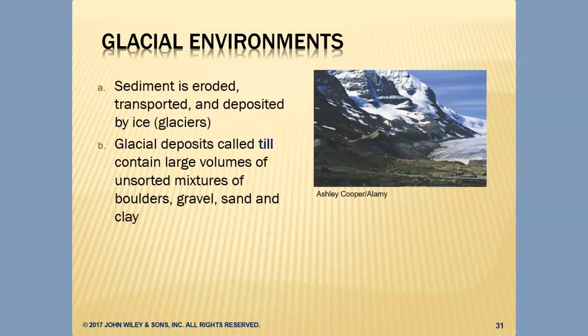There are also glacial environments. This sediment is eroded and transported by the ice, of course. Glacial deposits are called till, and they contain large volumes and unsorted mixtures of all sorts of rock sizes: boulders, gravel, sand, and clay. The ice moves it all, and then when the ice starts to melt, it drops everything out.